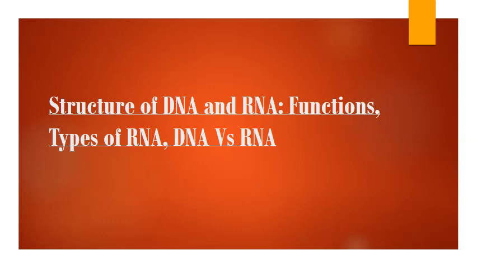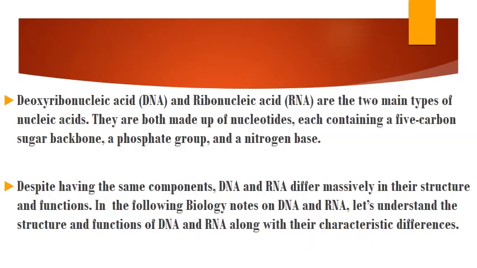Hello everyone. This is our next chapter of level 1: structure of DNA and RNA, functions, types of RNA, DNA versus RNA. So deoxyribonucleic acid and ribonucleic acid are the two main types of nucleic acids. They are both made up of nucleotides, each containing a 5-carbon sugar backbone, a phosphate group and a nitrogen base.